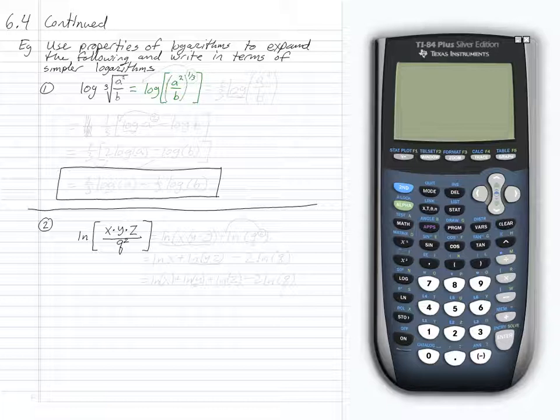Since the cube root is acting on the entire quotient a squared over b, the 1/3 power should apply to a squared over b. And that's why I need this set of parentheses. At this point, I can pull the power outside using the third fundamental property to say this is equal to 1/3 log of a squared over b.